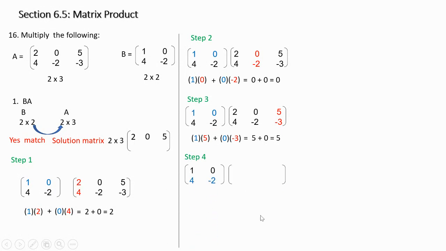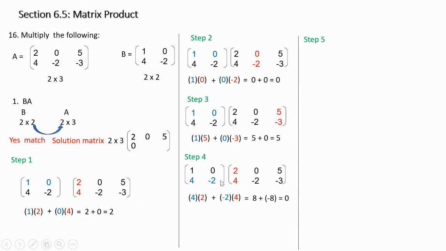Now we're going to start with the first column, and we keep repeating the process. This is going to give us 0, so the 0 goes right there. Then step 5, right? So now it's going to be this row times this column here, times the 0, -2. 4 times 0, -2 times -2. So it's going to give us 0 plus 4, so the 4 goes there.